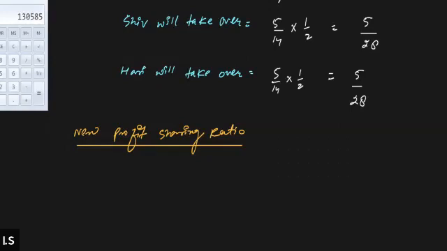So for the old one, should we take Mohan's ratio also? Yeah, we need to consider Mohan's ratio. So that means for finding out the new ratio, we need to add the old ratio.